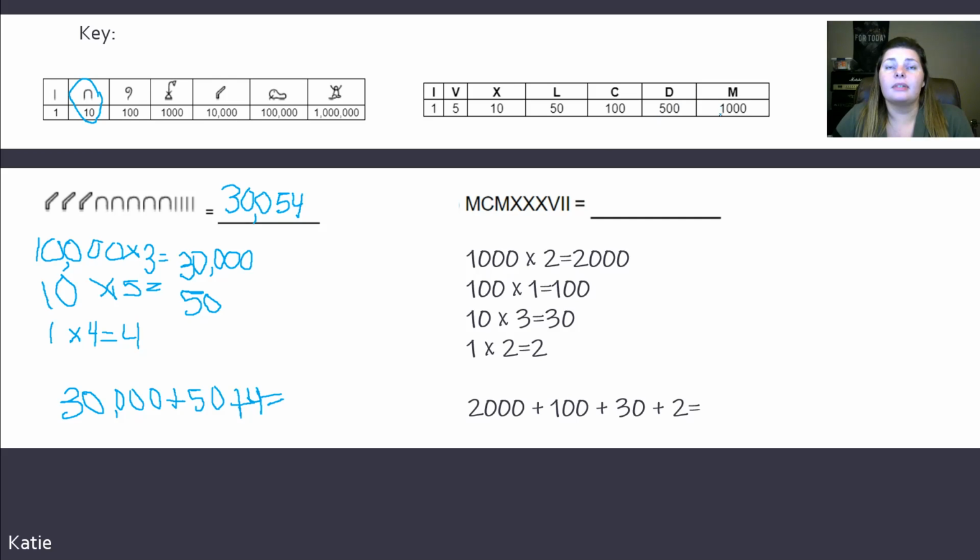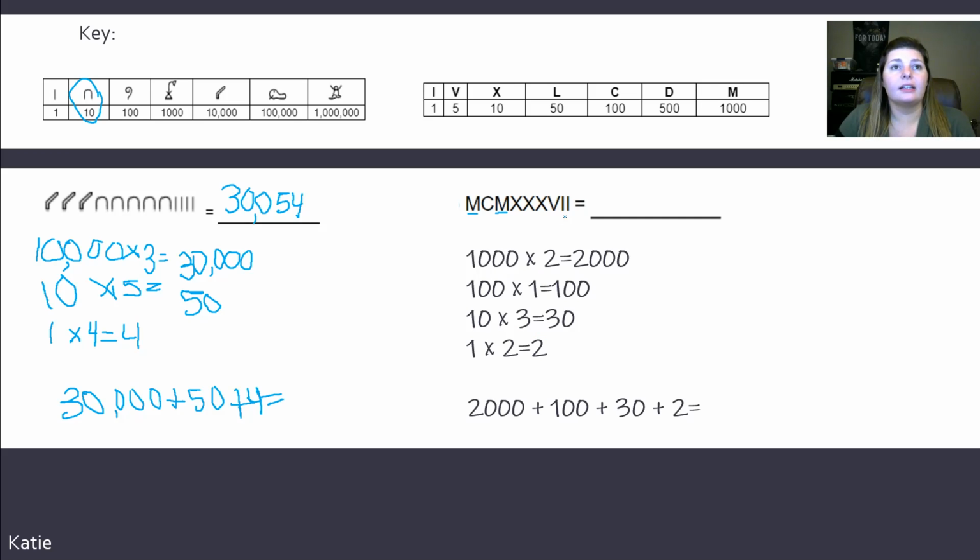So I find M and I see that it equals 1,000. And how many are there? 1, 2. So 1,000 times 2 is 2,000. All right, so what about C? C is 100, so 100 times 1 is 100. Moving along to X. X equals 10, so 10 times 1, 2, 3. 10 times 3 is 30.